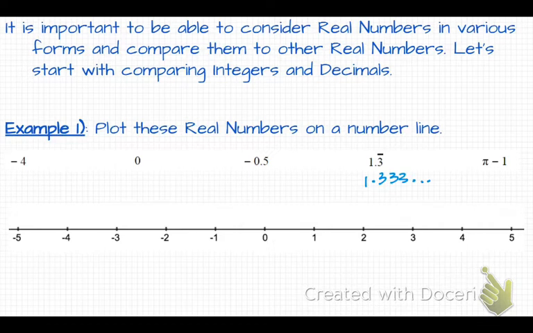And then pi minus 1. What is pi? 3.14. Good. So I have 3.14 minus 1. And what is that number? 3.14 minus 1 is what? 2.14. Awesome. Okay. So you should have your number line created, or you should be in the process of it. And now we are going to plot these numbers.